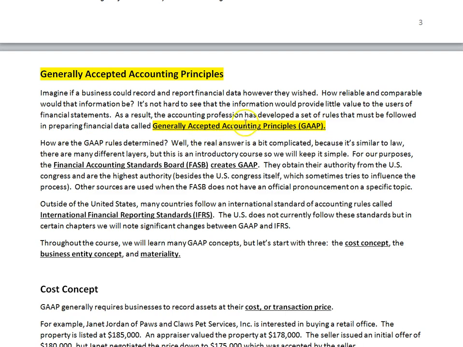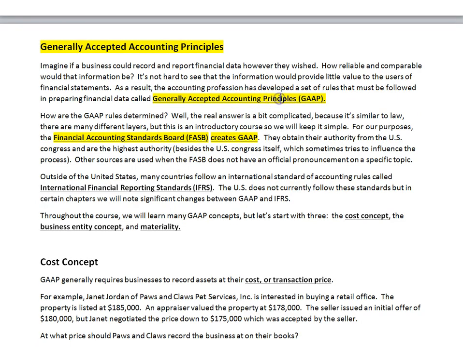Alright, so how are GAAP rules determined for us? We're going to go with the definition that FASB creates GAAP. Yeah, the real answer is a little more complicated. It's like law, they're similar. There are different layers of support to this, but the FASB is the highest level of support besides the Congress itself. The U.S. Congress gives FASB the power. So for our definition, we're going to go with GAAP being the rules and FASB being the rule maker.